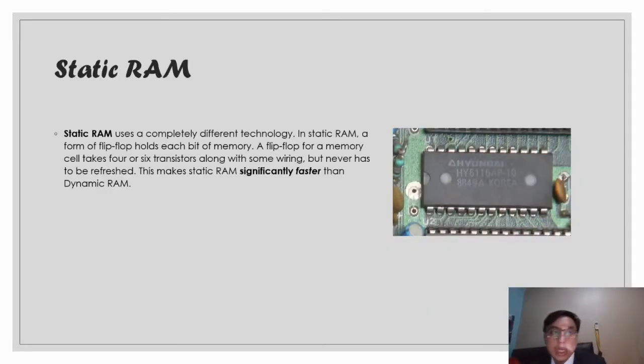Static RAM. Static RAM uses a completely different technology. In static RAM, a form of flip-flop holds each bit of memory. A flip-flop for a memory cell takes 4 or 6 transistors along with some wiring, but never has to be refreshed. This makes static RAM significantly faster than dynamic RAM.